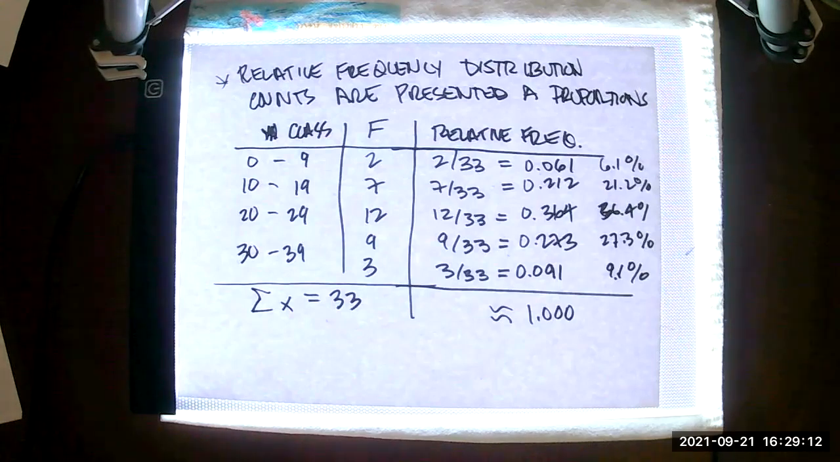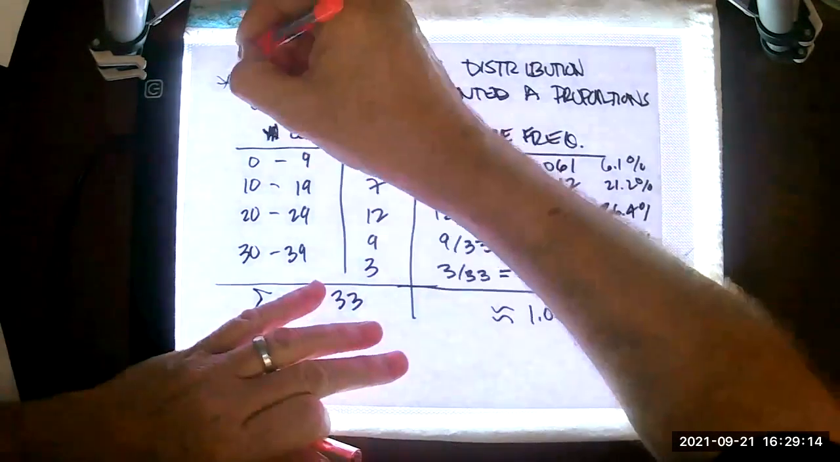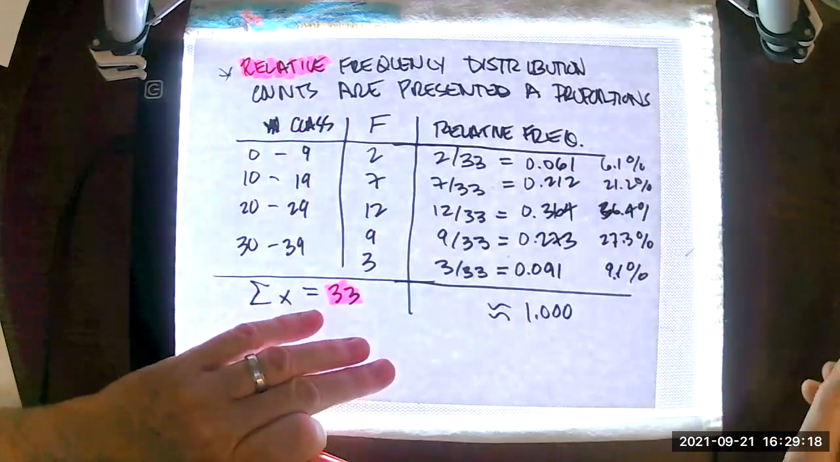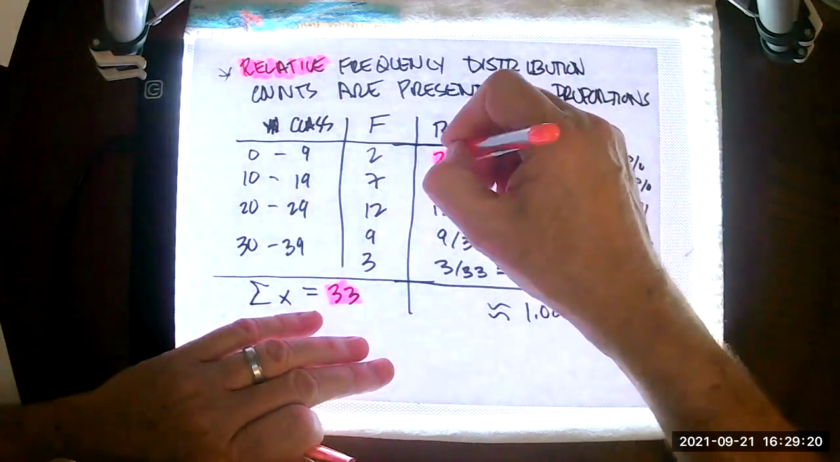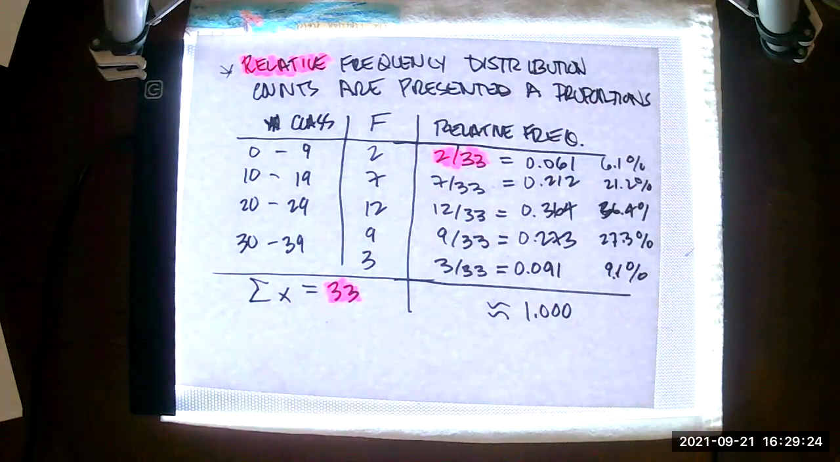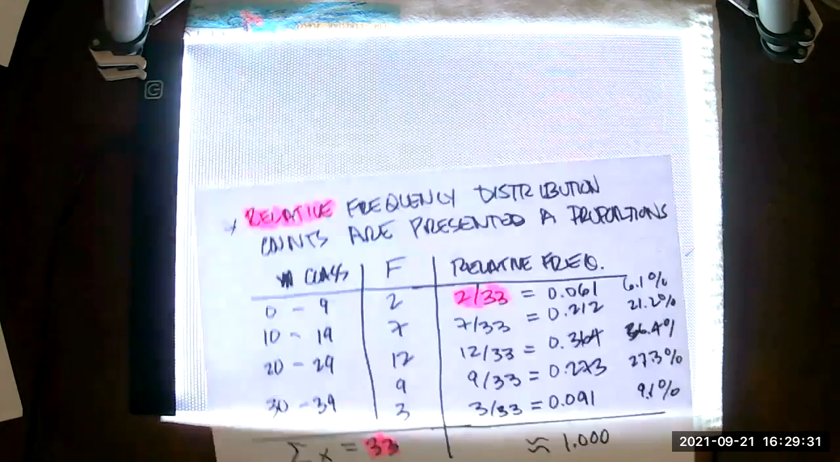So that relative frequency requires that we find the total count, and then we divide each class count by the total count, and there's usually rounding involved. So that's your relative frequency distribution. Your relative frequency distribution has a friend.